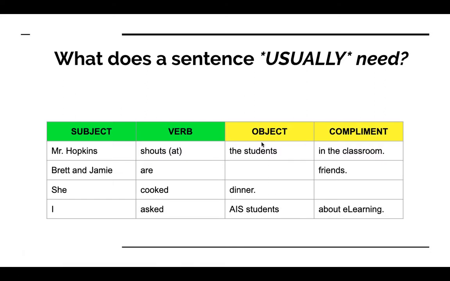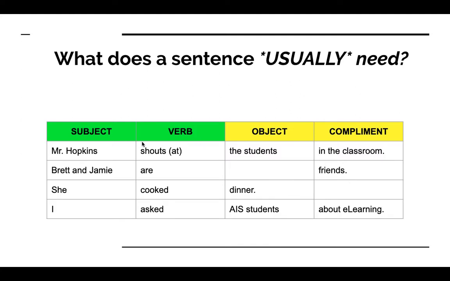Okay? So they're objects. Complements are just like adverbial phrases: in the morning, in the classroom. They can be adjectives: hot, I am hot. I is the subject, am is the verb, hot is the complement, it's an adjective. About e-learning, actually that'd be an indirect object, but whatever. And friends, this is a noun, but then it's not the object. Brett and Jamie aren't doing something to friends. They're not playing with friends or shouting at friends. They are friends, and therefore it's the complement.